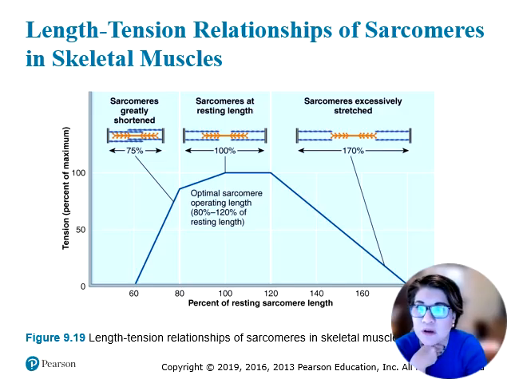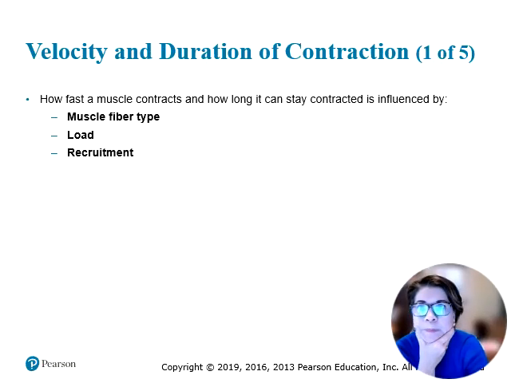Okay, so if your sarcomeres are really stretched out, you're not going to have much tension. If they're squished together and shortened more, you're going to have more tension, but there's a limit. If they start to overlap, notice how the Z lines or the actin filaments are overlapping, you're going to have less tension there.